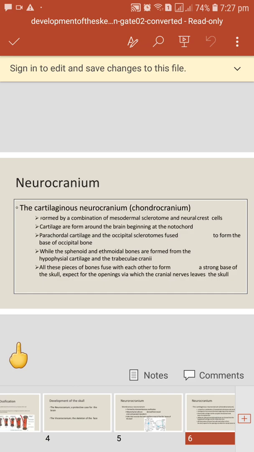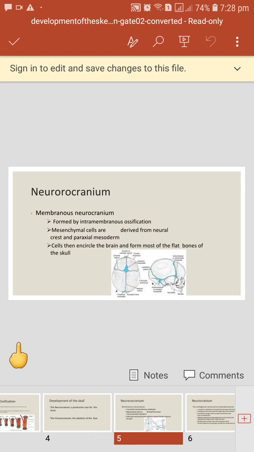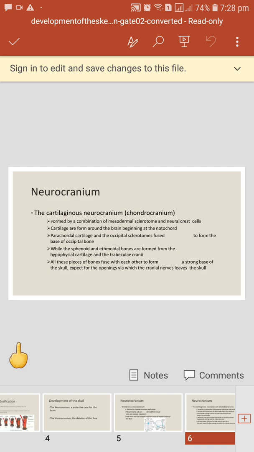So, we discussed that in the development of the skull, firstly we have the neurocranium and the viscerocranium. The neurocranium is a protective case for the brain, while the viscerocranium is the skeleton of the face. In the neurocranium, firstly we have the membranous neurocranium, where we discussed the role of the mesenchymal cells derived from the neural crest cells and the paraxial mesoderm. Then we discussed the cartilaginous neurocranium, which forms by the combination of mesodermal sclerotome as well as neural crest cells.